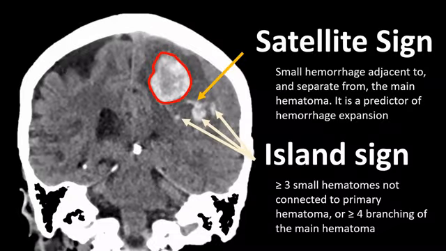But if you see multiple spots, there's another name for that. We call it the island sign. We have to see at least 3 small hematomas, either immediately connected to the hematoma or 4 sprout-like branches of the main hematoma. Once again, if you see that, it's also associated with hematoma expansion, active hemorrhage, or worse prognosis.